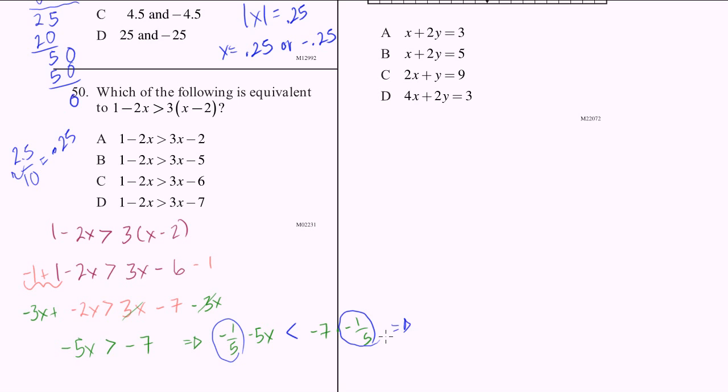So then this becomes, I picked minus 1/5, so this cancels out. So this just becomes x is less than, and then minus 7 times minus 1/5. The negatives cancel out, or a negative times a negative is a positive. So you're left with 7/5. So x is less than 7/5.